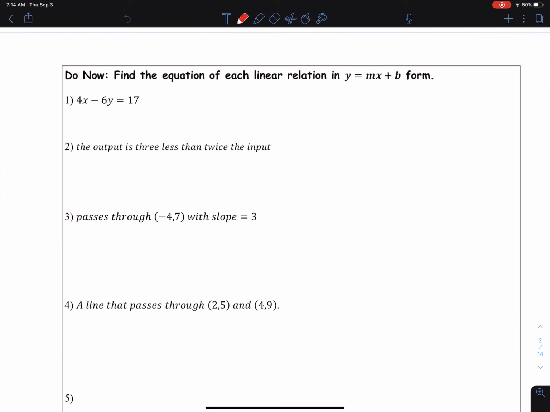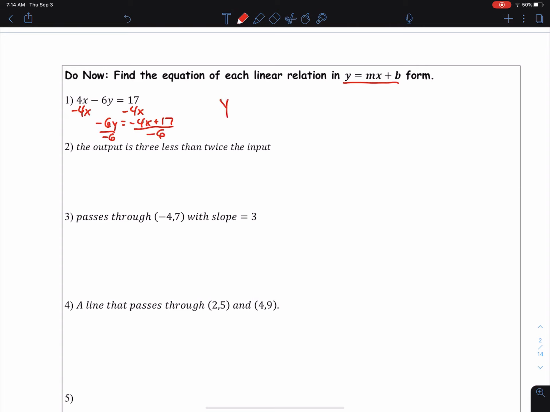So number 1, I want to get each equation into y equals mx plus b form. That means I need to get the y all by itself. The y is not by itself here. First thing I need to do is subtract 4x on both sides. So now we're left with -6y is equal to -4x plus 17. All right, we're getting there. And then we just got to divide by -6 on both sides. And now our y is going to be by itself.